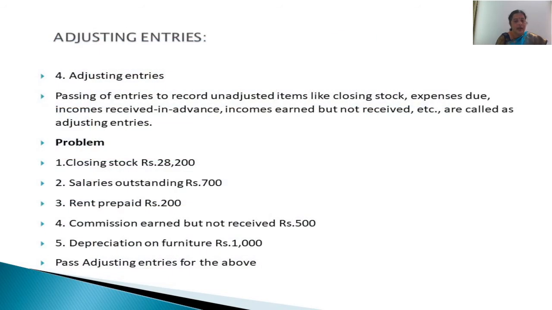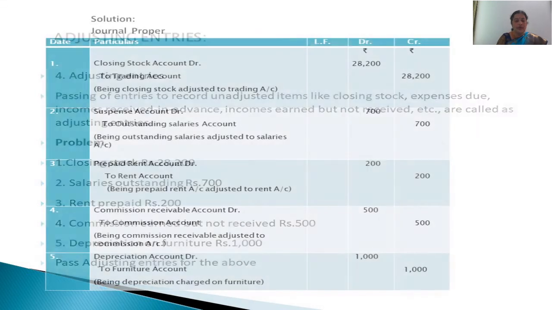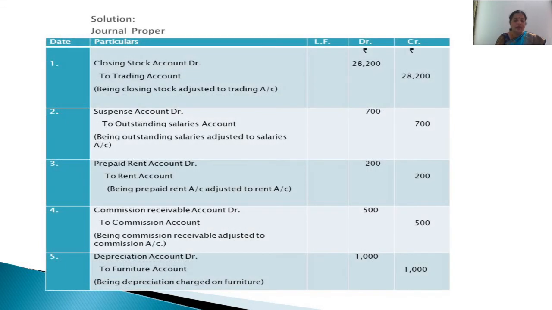And the last here, depreciation on furniture. Depreciation, we can't call it a loss, it is an expense, because we are using this furniture, and because of which furniture value goes down because of wear and tear. So depreciation is an item of expense, debit all losses and expenses.